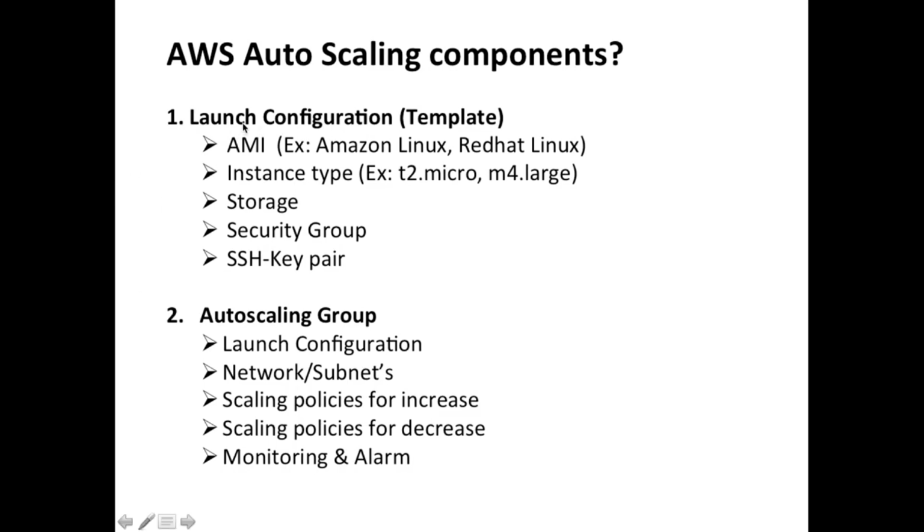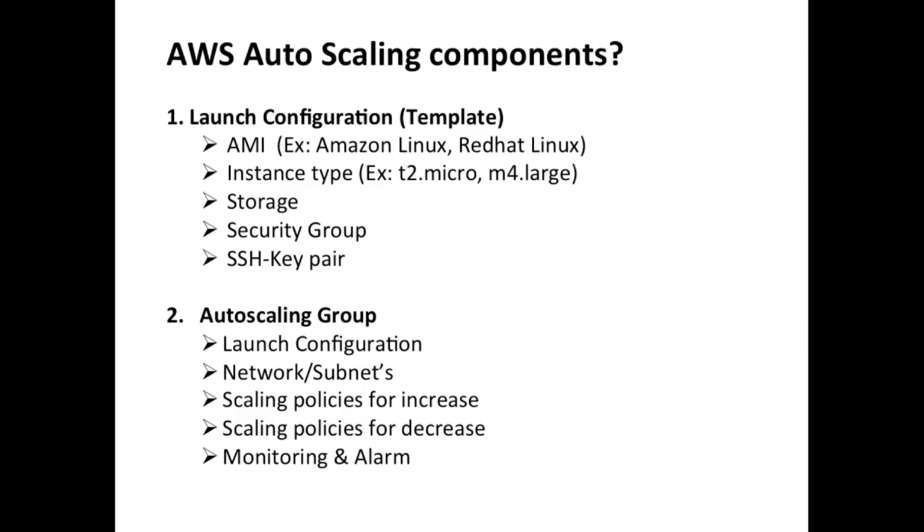Step 1, you need to configure launch configuration, which is nothing but a template. In this template, we need to say what kind of AMI I want to use. It could be a marketplace AMI, or it could be your own AMI. In my demo scenario, I'm going to use my own AMI.